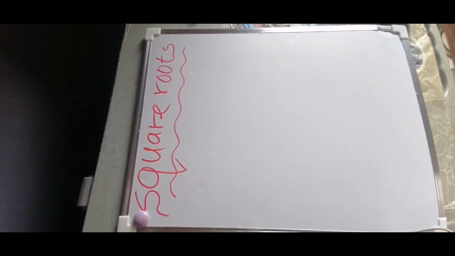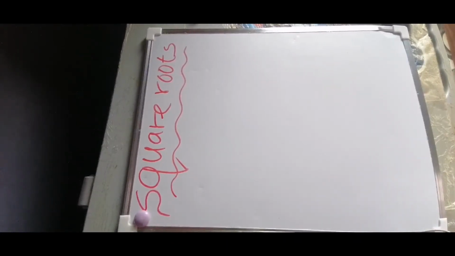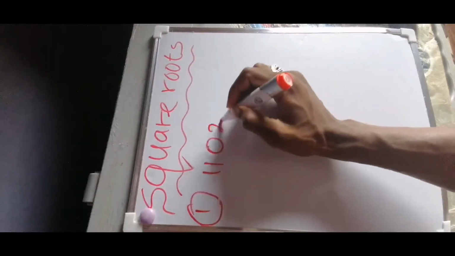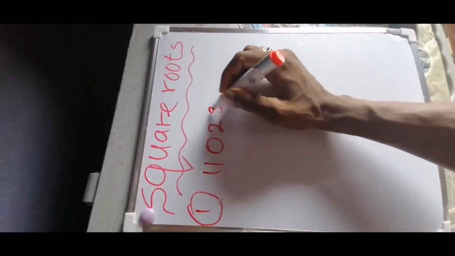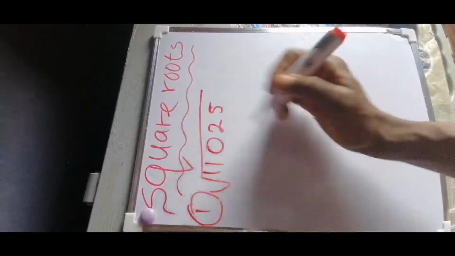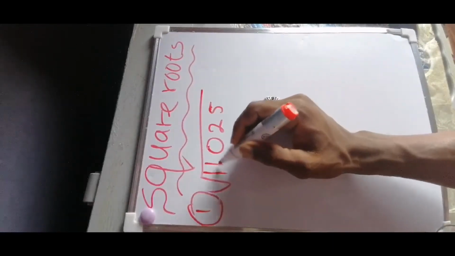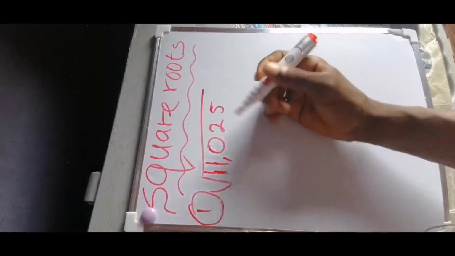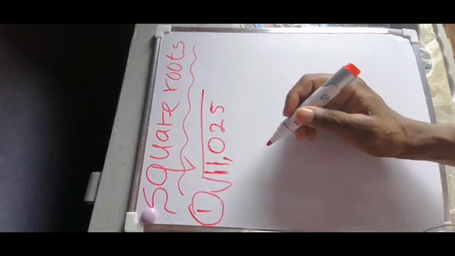Today we are going to discuss square root. We have a simple way to solve square roots without using calculators. So, number one example, we have 11,025. We are asked to find the square root of this number, 11,025. So it's very simple.